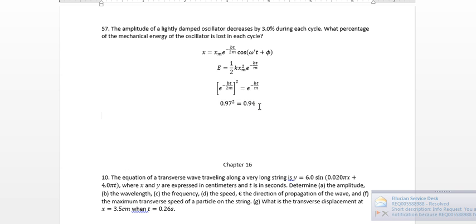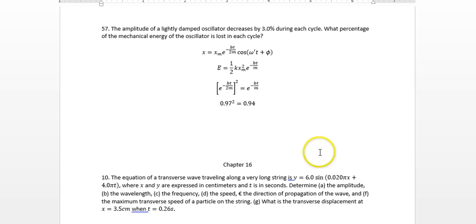So, roughly speaking, each 3% decrease in the amplitude of the oscillation results in a 6% decrease in the mechanical energy. All right, mechanical energy is down by 6% because the amplitude is down by 3%. All right, that's it for problem 57.